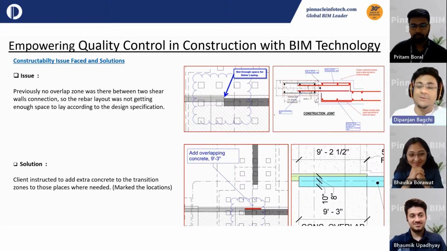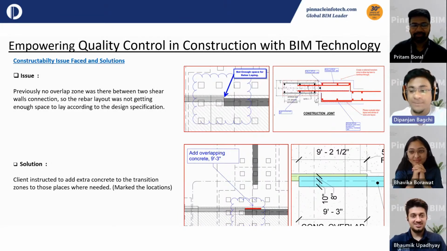Our industry is working on it, and the concrete contractors who are in the field are not very aware of the designs or what is happening. So through BIM models, we can clearly rectify it, and we can showcase this to our clients, so they will also be happy to see this.